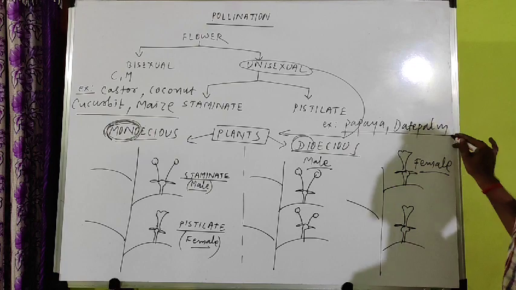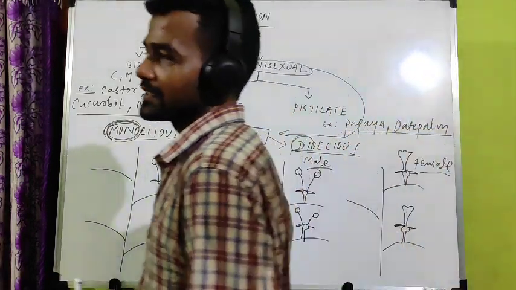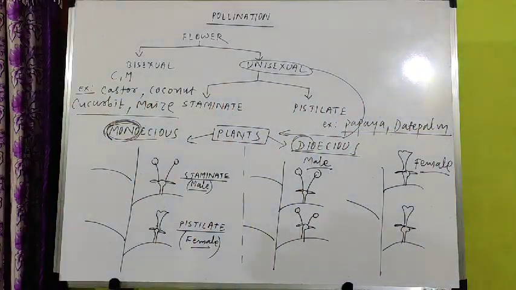Papaya and date palm, a frequently asked question in NEET. The dioecious plants are papaya and date palm. So this completes your types of plant with respect to unisexual.